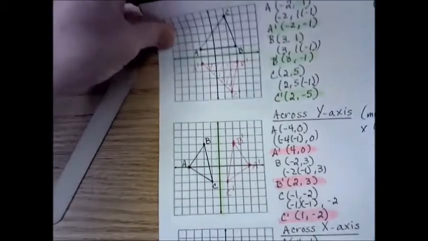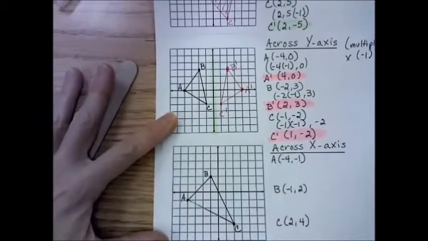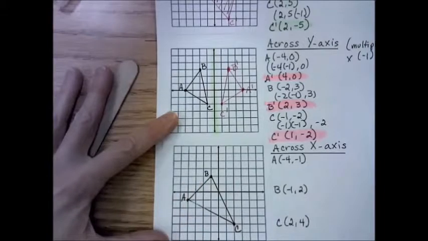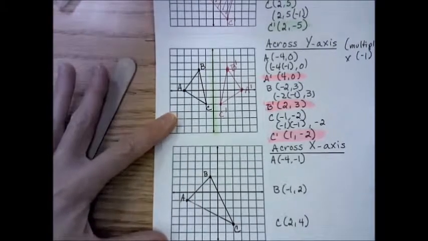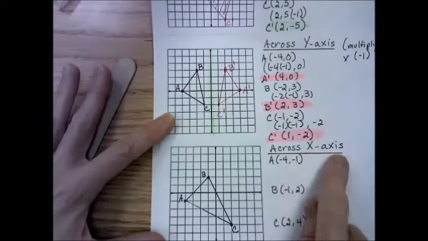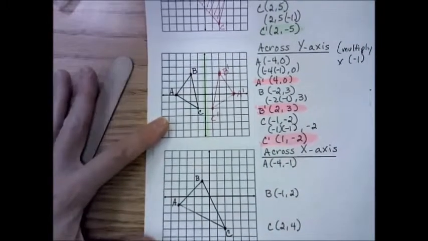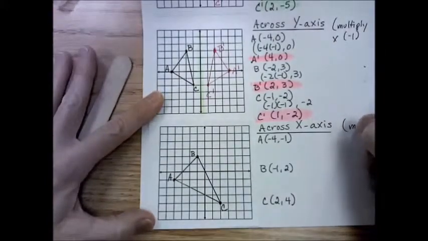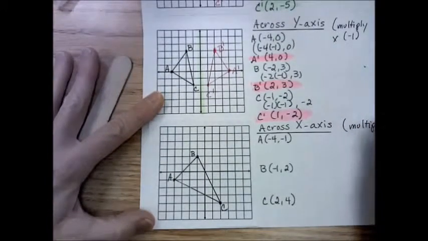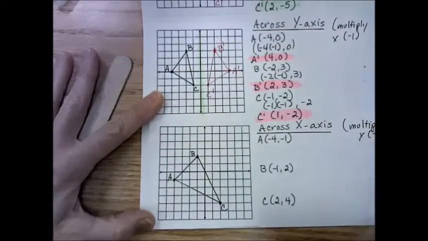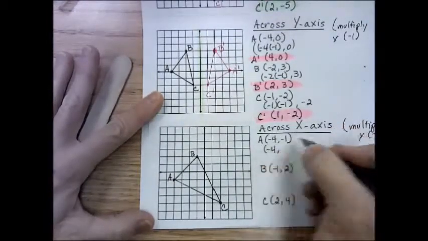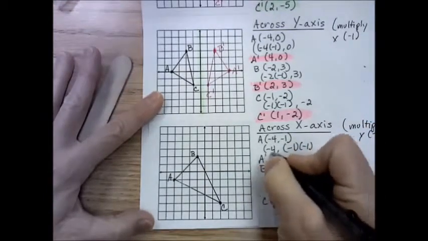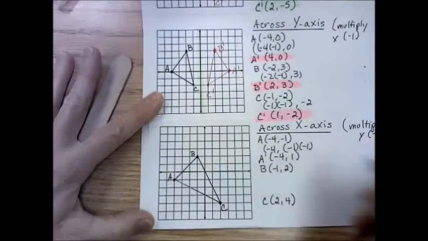All right, I have one more here for us to do. And this one's kind of an interesting triangle because it's actually in 3 different quadrants. It's in 2, 3, and 4. So the directions say to reflect this one across the x-axis. So let's see what happens. Let's just follow the rule. If we're reflecting across x, we're going to multiply y by negative 1. So negative 4 stays the same. Then I have negative 1 times negative 1. So A prime would be negative 4, positive 1.